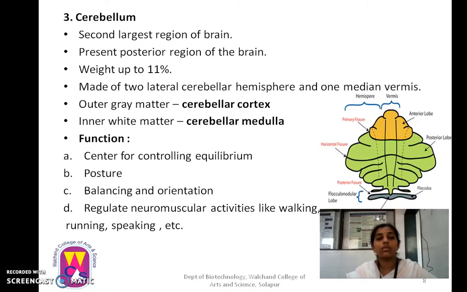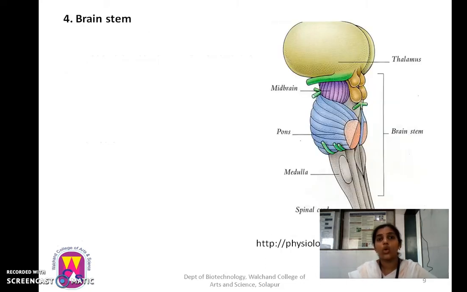So these are the major functions of the cerebellum, which maintain our erect position or different postures of the human body during different activities, and also control our day-to-day activities, that is running, walking, speaking, etc. The last, or fourth, part of our brain is called the brain stem.